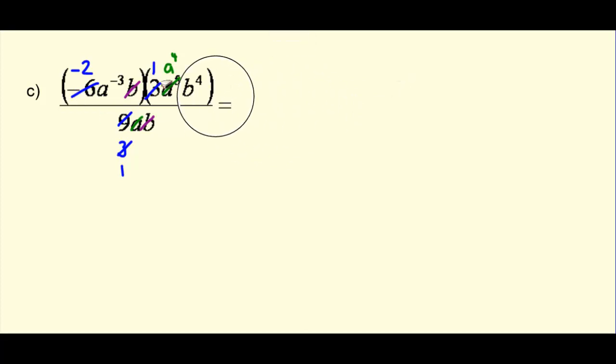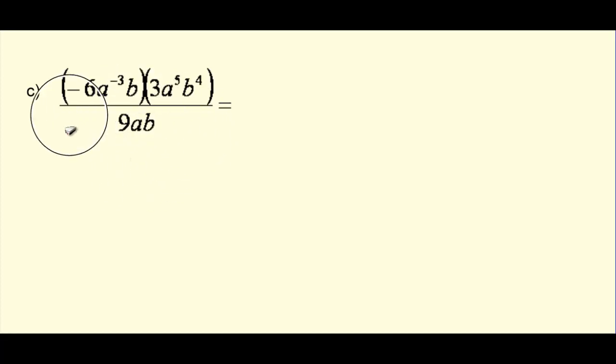Sometimes we'll see a question like this and our first instinct is to just multiply everything together to start. And we can do that. Let's see what would happen. Negative 6 times 3, multiplying the coefficients together, is negative 18. A cubed times a to the exponent 5, adding the exponents, we end up with a squared. And b times b to the exponent 4, again, adding the exponents, we end up with b to the exponent 5. On the denominator, we still have 9ab.